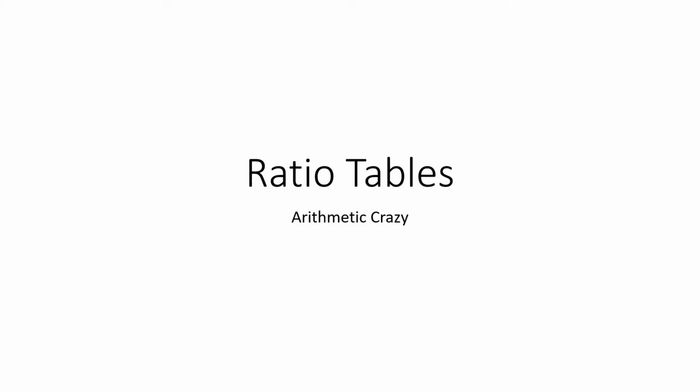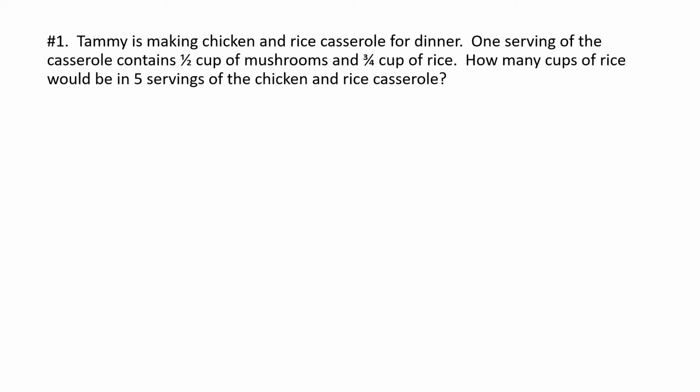Today we will discuss how to solve ratio problems using ratio tables. Problem number 1: Tammy is making chicken and rice casserole for dinner. One serving of the casserole contains a half a cup of mushrooms and 3/4 cups of rice. How many cups of rice would be in 5 servings of the chicken and rice casserole?